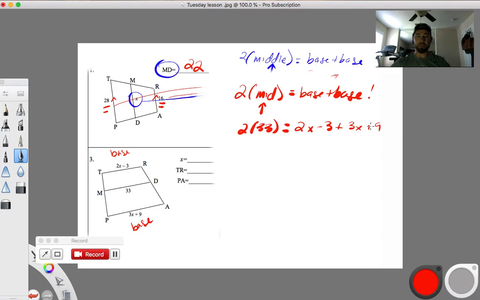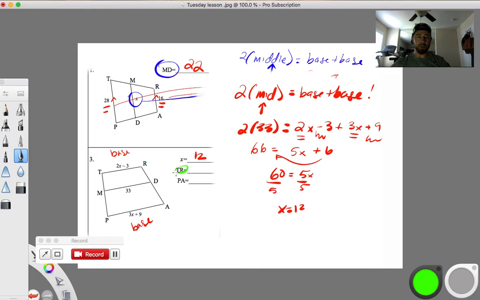And let's see what happens here. 2 times 33 is 66 equals, well, I have 2x and I have 3x, that's 5x. Negative 3 plus 9, right? Let's combine like terms. I think that's plus 6. Subtract that guy over, and we have 60 equals 5x. I think x equals 12. All right, so up here we can put 12. Boom, we're looking good.